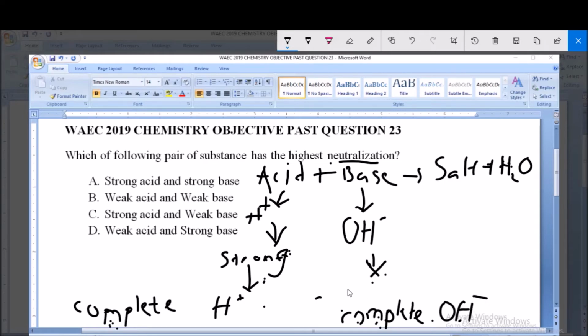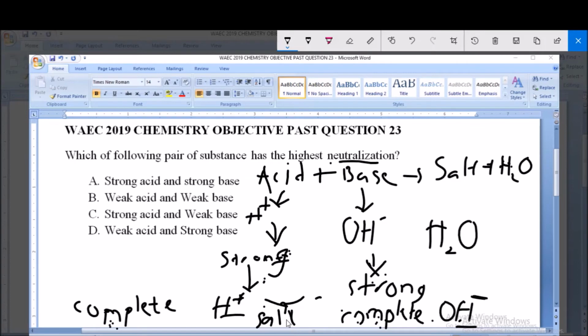So when a strong acid and a strong base react, the complete dissociation of the hydrogen ions and the hydroxyl ions brings about ready formation of water. And because the positive ion has been dissociated from the acid and the negative ion dissociated from the base, the remaining part of the acid reacts with the remaining part of the base to form the salt.